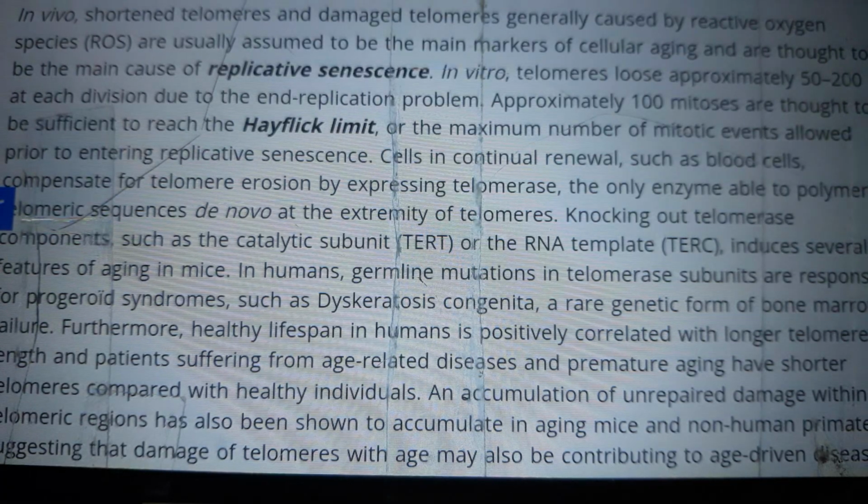In vivo, shortened telomeres and damaged telomeres, generally caused by reactive oxygen species, ROS, are usually assumed to be the main markers of cellular aging and are thought to be the main cause of replicative senescence. In vitro, telomeres lose approximately 50 to 200 base pairs at each division due to the end replication problem. Approximately 100 mitoses are thought to be sufficient to reach the Hayflick limit, or the maximum number of mitotic events allowed prior to entering replicative senescence. Right? So remember, what's the Hayflick limit? It is the maximum number of mitotic events allowed prior to entering replicative senescence.